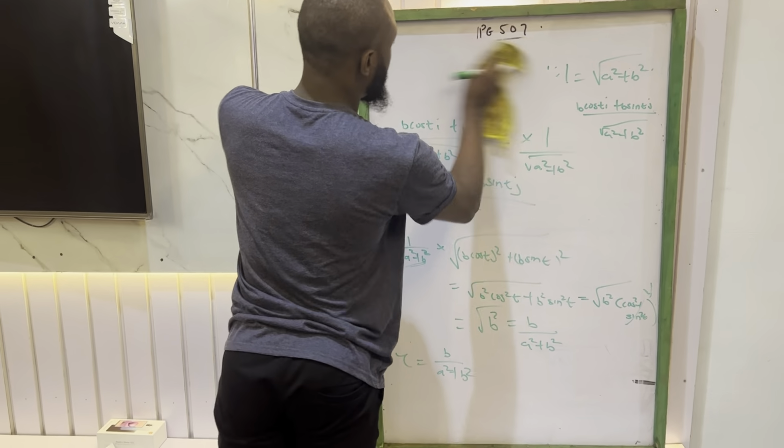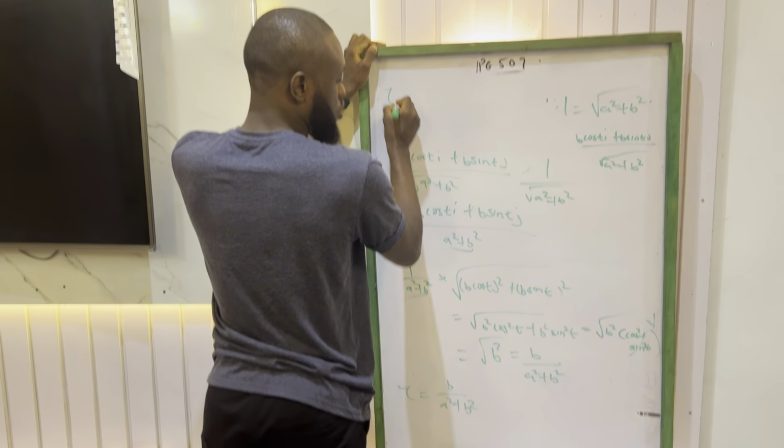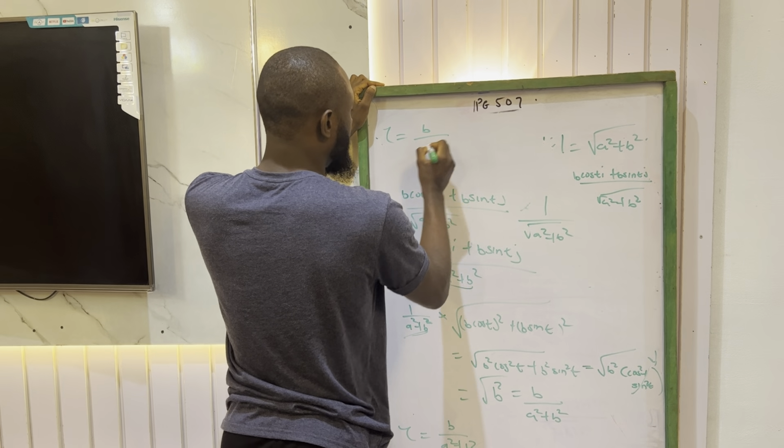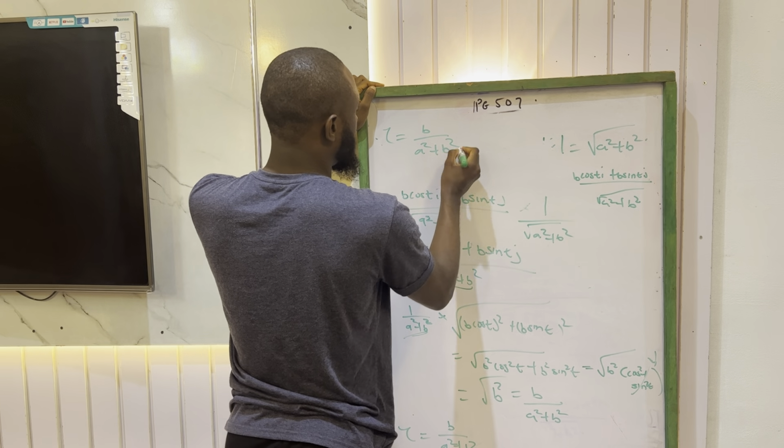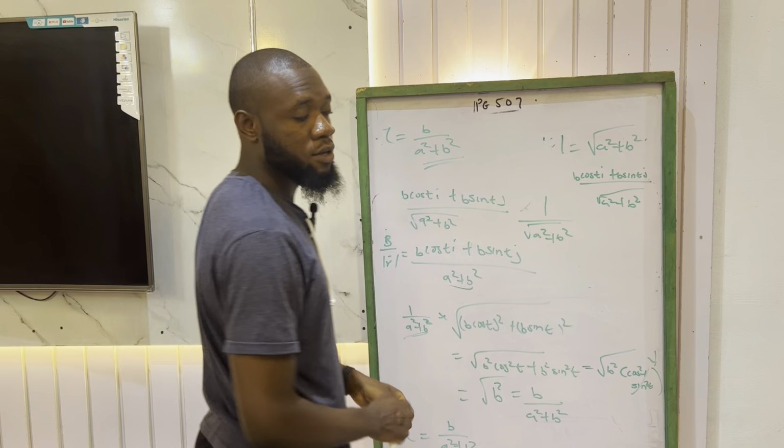I'm just writing it up here. Our torsion is going to be b over a squared plus b squared. So that's everything.